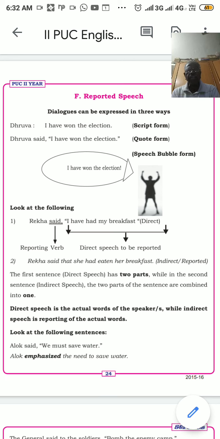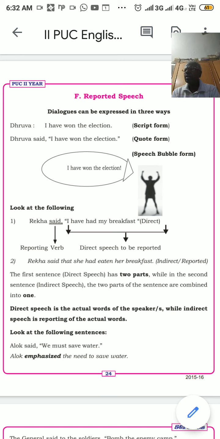See, present perfect tense is formed by have or has plus the past participle form. In tenses I have told you all this in detail. Have or has plus the past participle form of the verb becomes present perfect tense. So present perfect becomes past perfect.